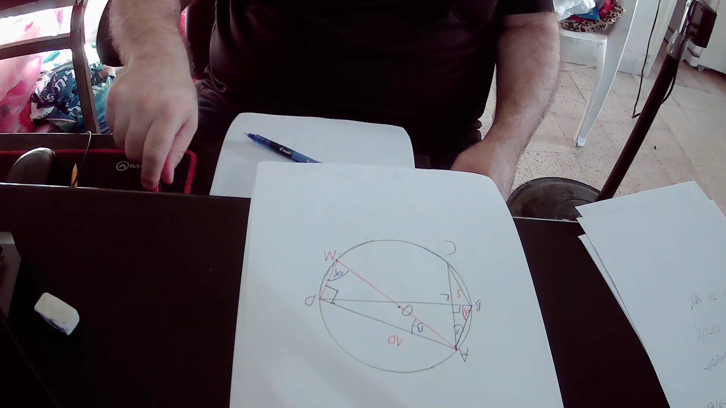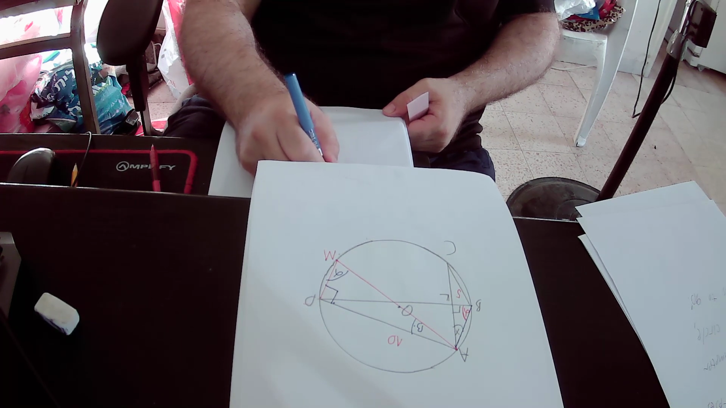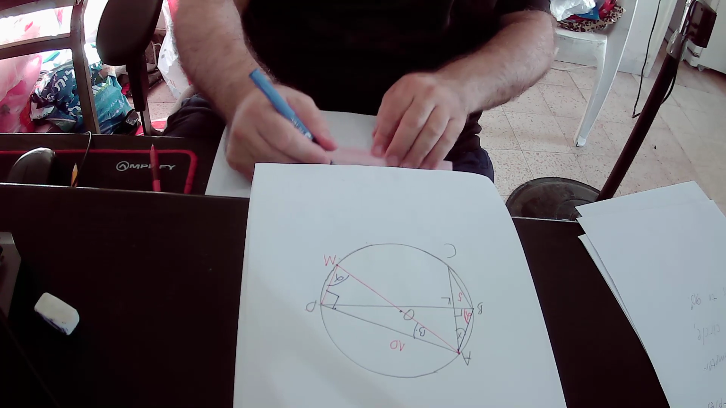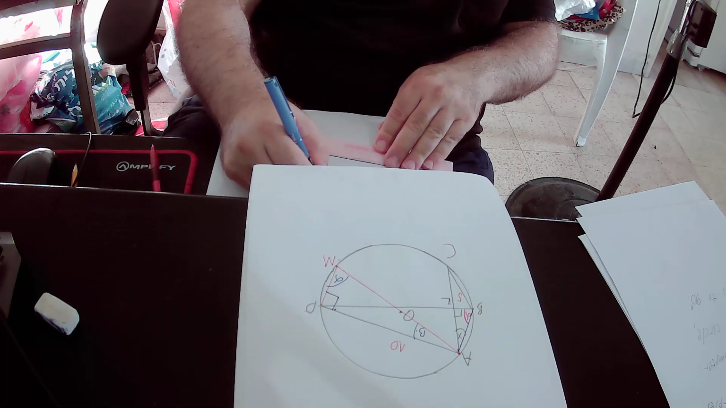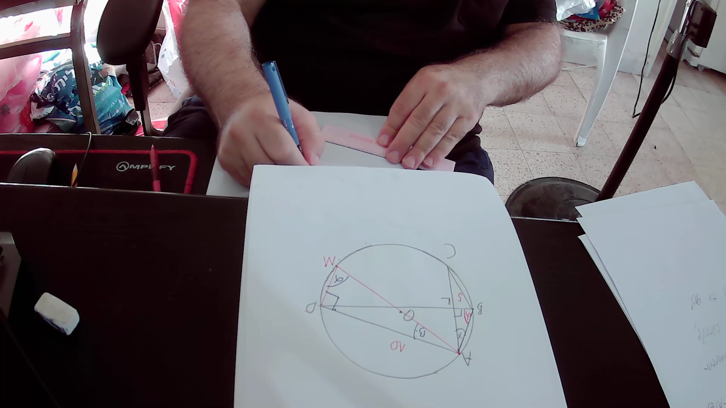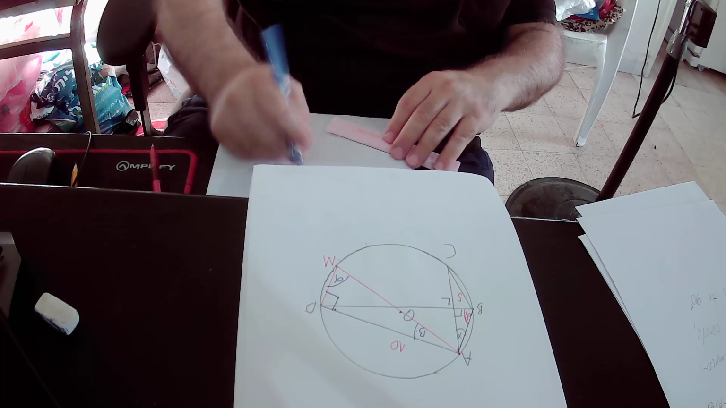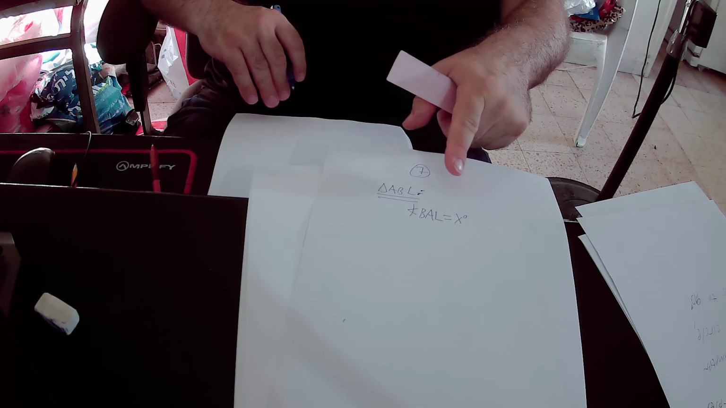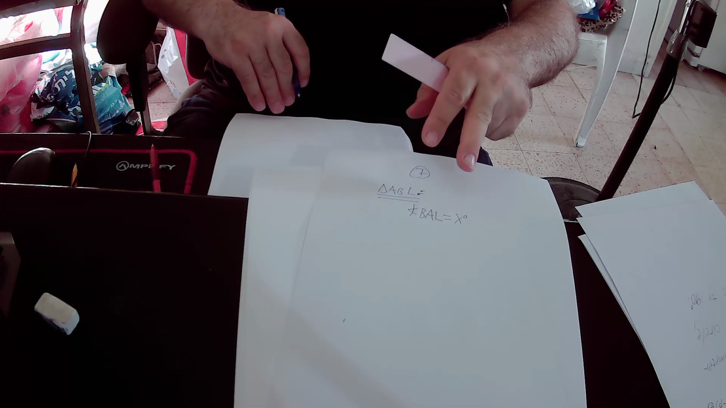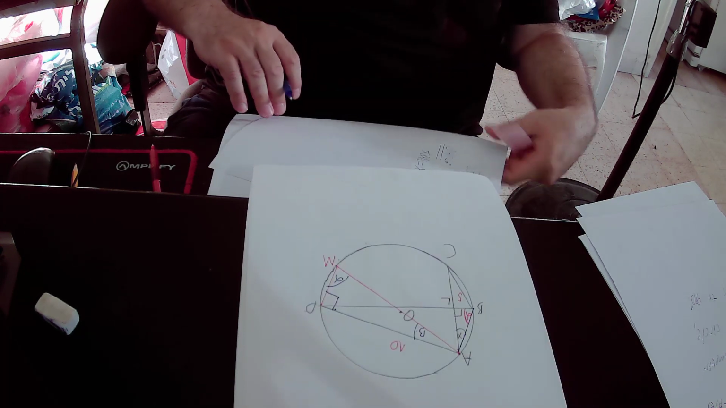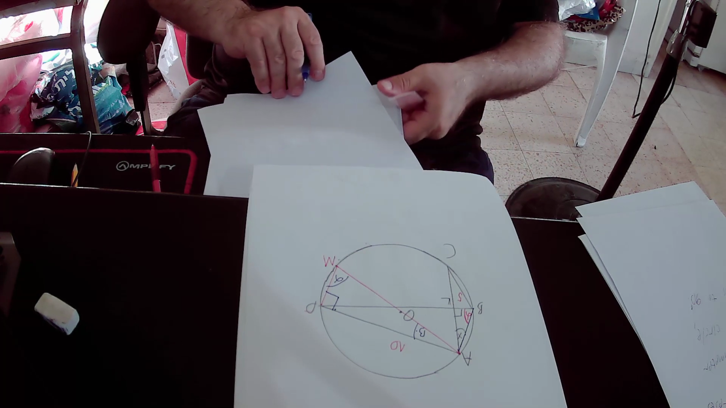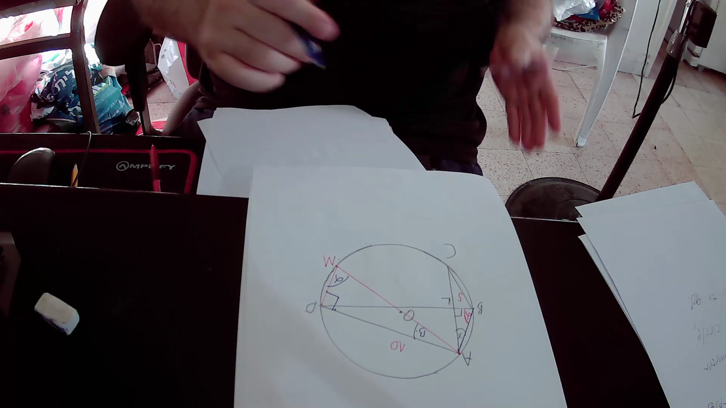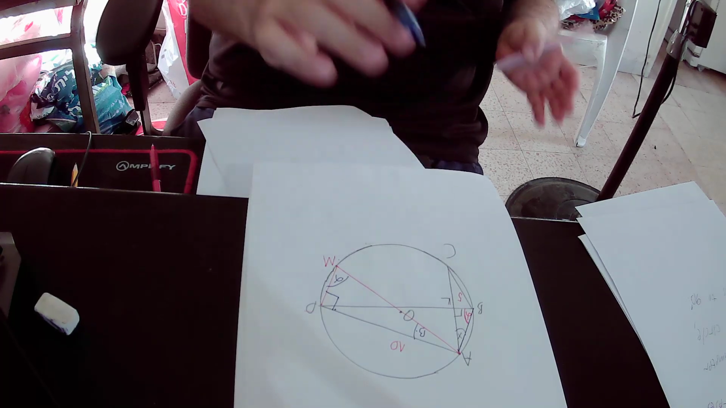Okay, in the right triangle ABL, angle BAL is defined as X. Okay, and we know that the sum of the angles in any triangle equals 180 degrees, especially in the right triangle ABL. The sum of its angles equals 180 degrees.